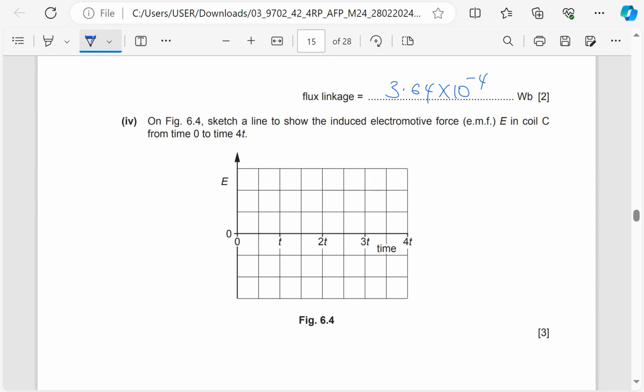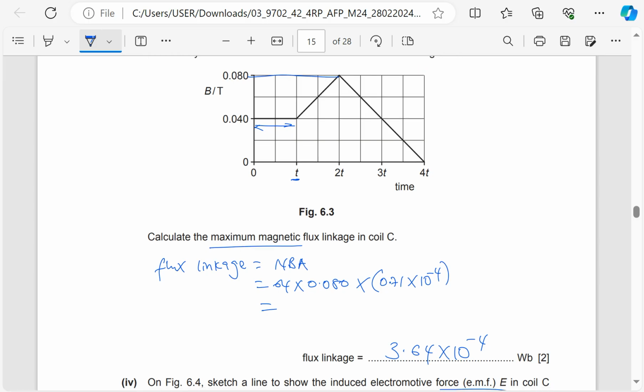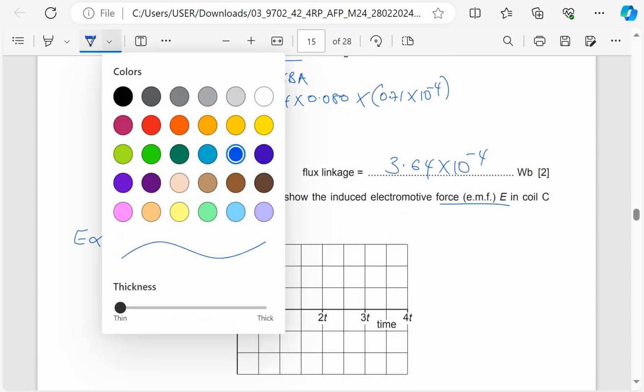On the figure, sketch a line to show the induced EMF. Remember, the induced EMF is directly proportional to the rate of change of flux. If flux doesn't change, the induced EMF is 0. If flux changes, there is an induced EMF. So between t equals 0 and t equals t, between this point here, flux is constant. The induced EMF is 0. I'll increase the thickness slightly.